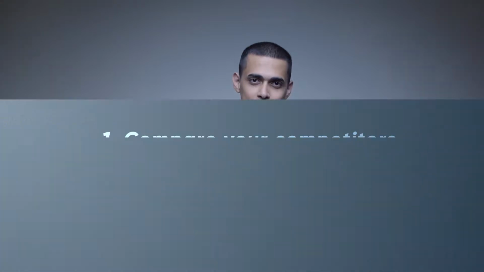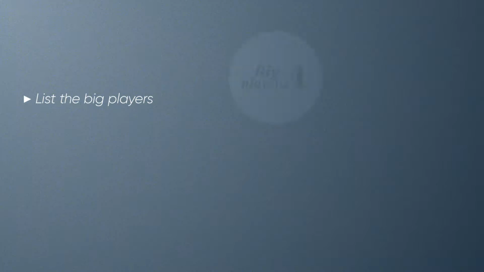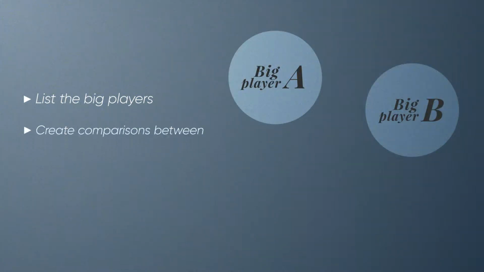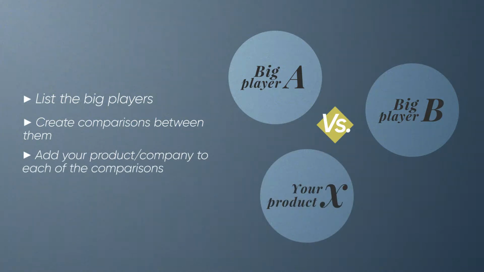Alright, let's start. There's always a huge search for the versus keywords online. For example, Uber versus Lyft, Dropbox versus Google Drive, iPhone versus Galaxy, etc. So what you need to do is list the big players in the market, compare them, and then add your company or product as the third option to all the comparisons.